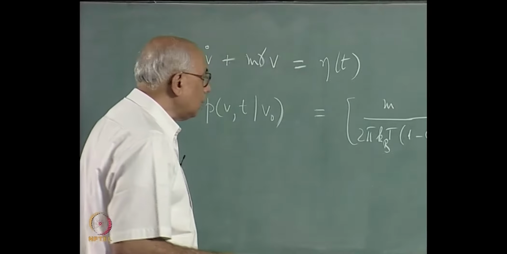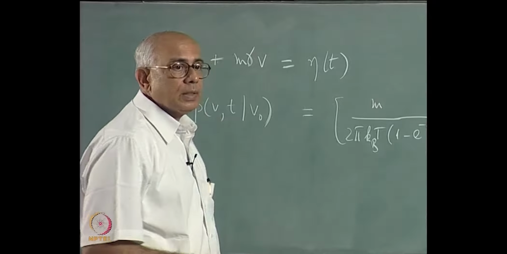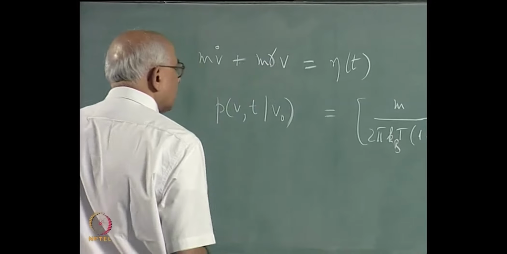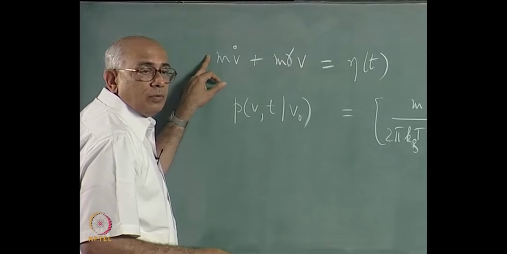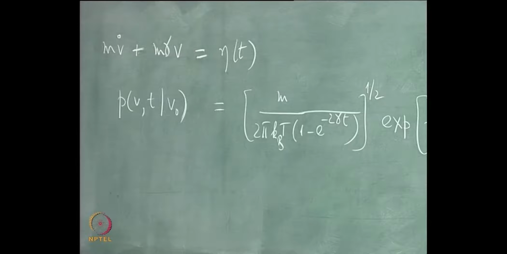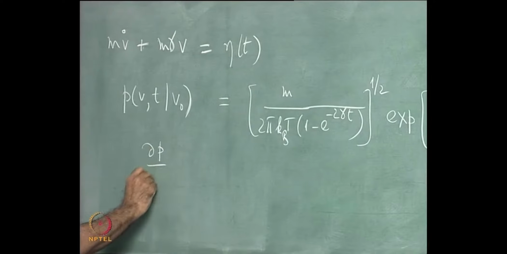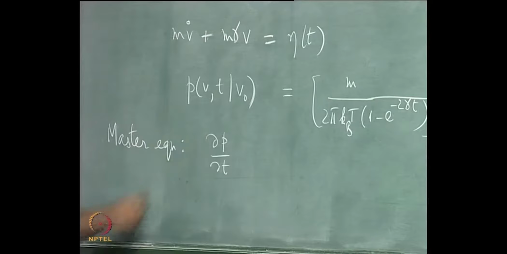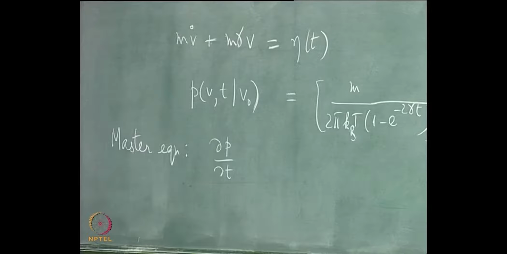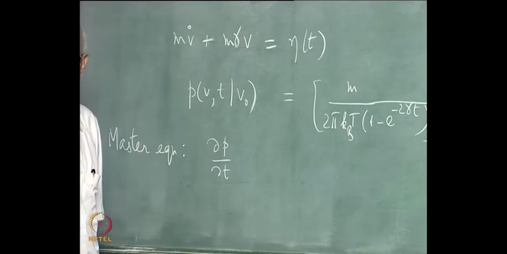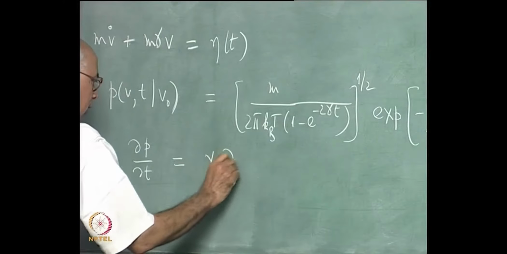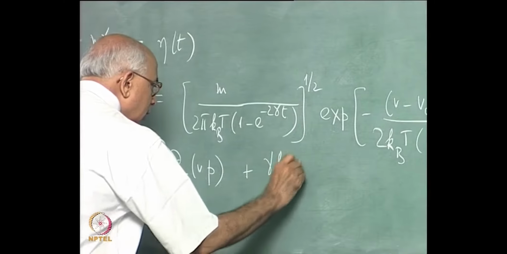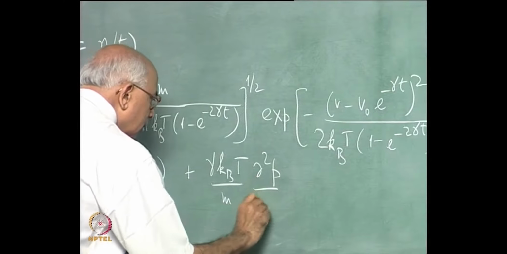Okay. But the interesting thing is this density also obeys a differential equation which looks like the diffusion equation but has an extra term, and we will discuss that a little bit today, and that equation and this stochastic differential equation are equivalent to each other. The equation obeyed by this p is delta p over delta t, and it is called the master equation for the probability conditional density of a Markov process. In this case this master equation is a second order partial differential equation and it happens to read equal to gamma delta over delta v times (v p) plus gamma k_B T over m d2p over dv2.